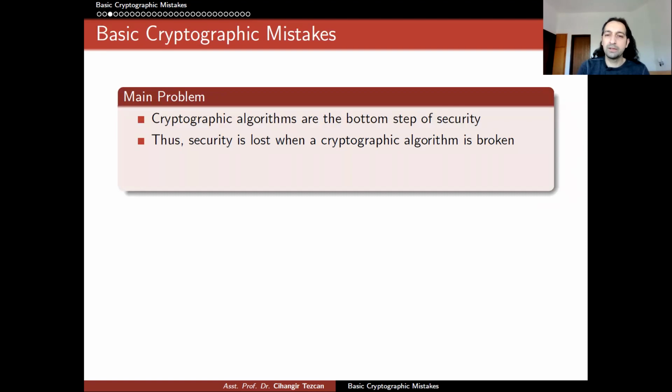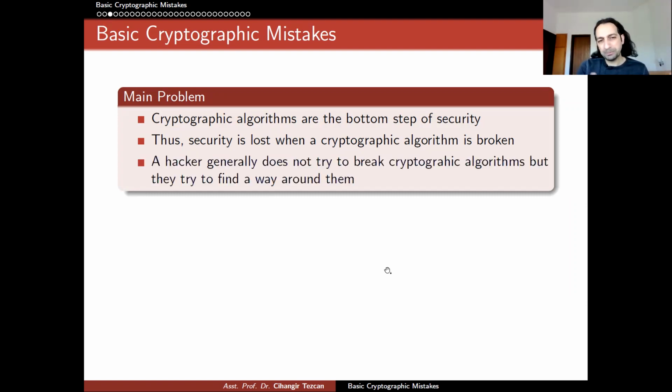But we have good cryptographic algorithms, so the security breaches should not occur at this level. We expect that when people use good cryptographic algorithms, the system should be secure. Even so, here is what happens. A hacker generally does not try to break cryptographic algorithms, but tries to find a way around them. Most of the hackings are done not on the cryptographic algorithms, but on a different weakness in the system. But if there is a problem in the cryptographic algorithms, then the whole security is lost.